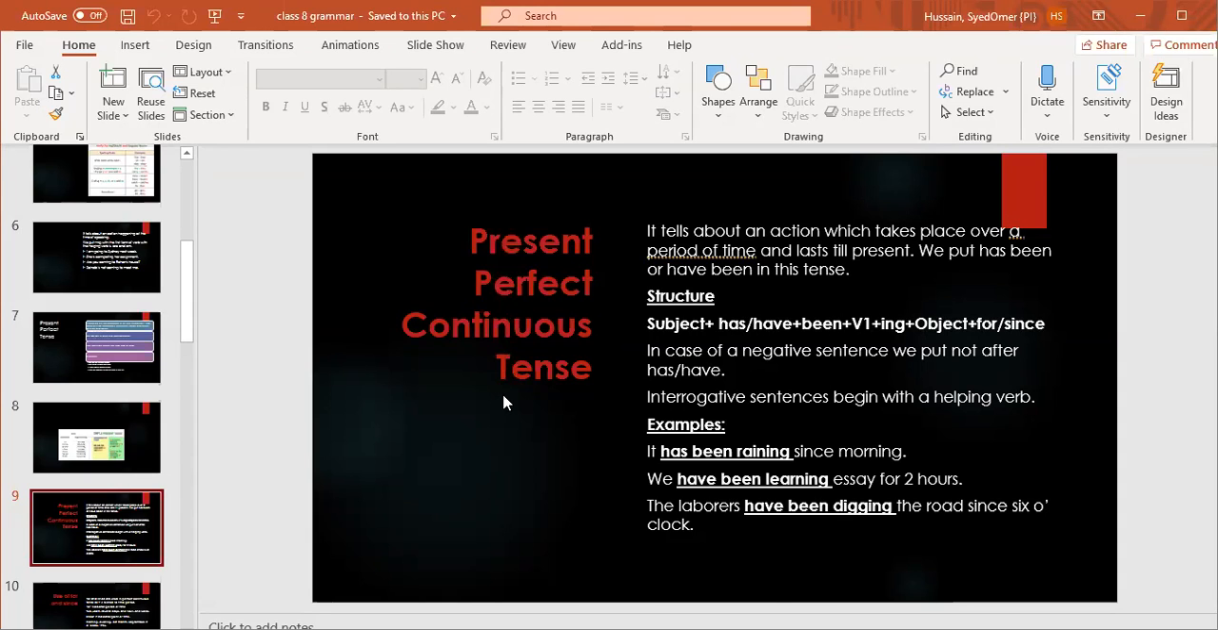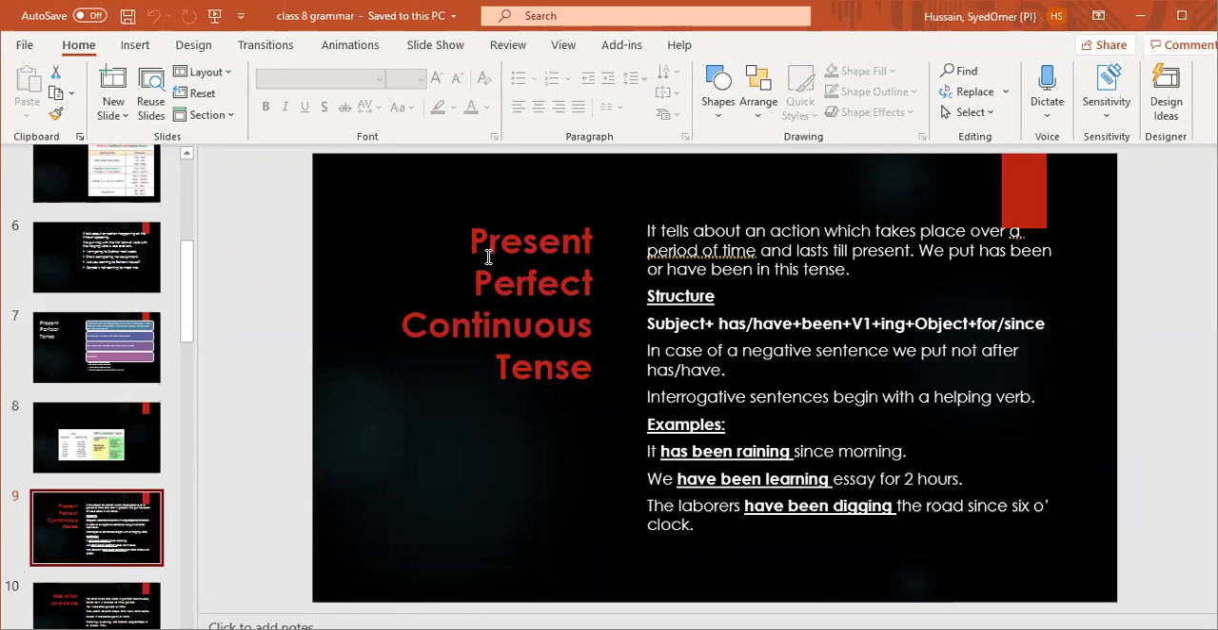So whenever time period is involved, okay? I've told you we use for and since in this tense. Okay, now the easiest way to remember this tense is that in continuous tense we put ing with the base verb, so this will remain the same. In present perfect continuous tense you have to put ing with the base verb.